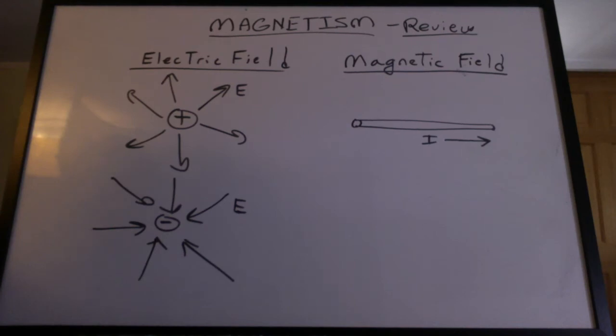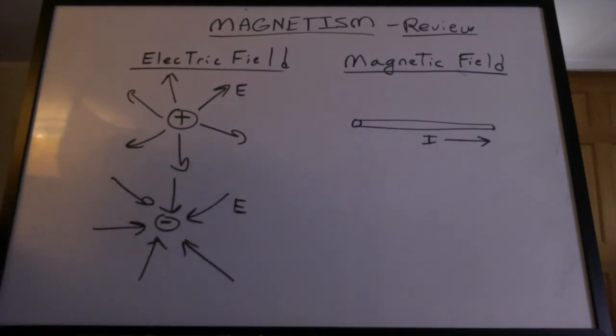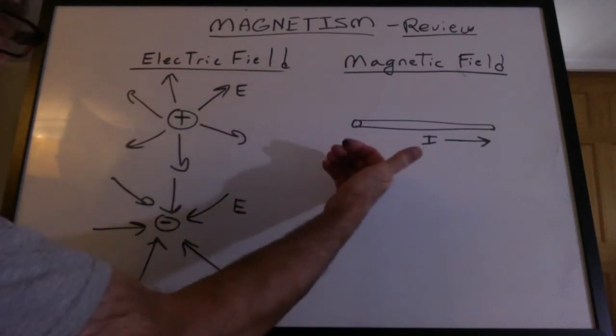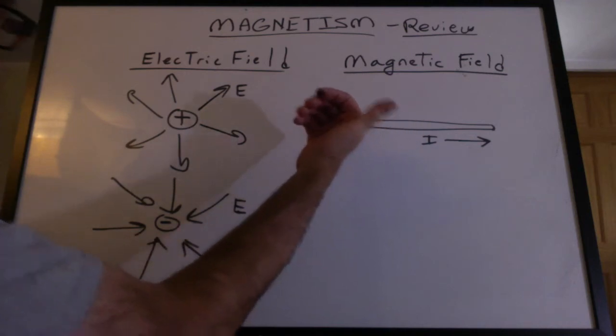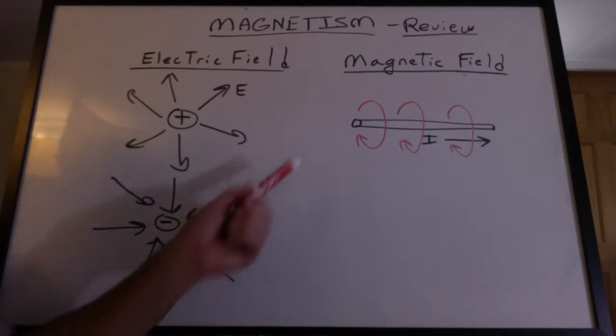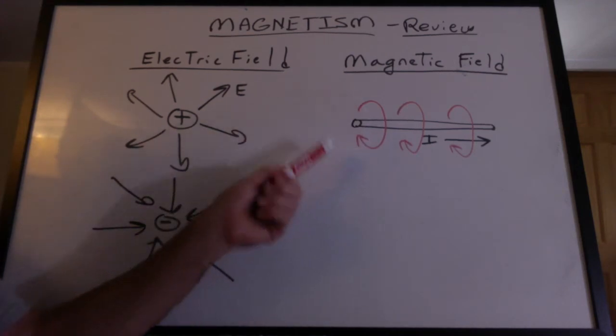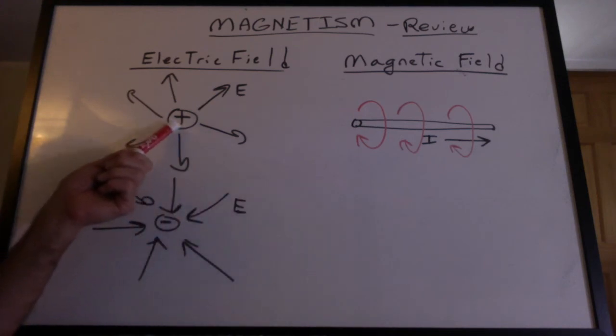With the magnetic field, we have charges in motion in this wire. It's positive current. Here, we can see that the magnetic field will make loops due to the right-hand rule. You put your thumb in the direction of positive motion, and your fingers will curl in the direction of the field. The magnetic field lines form loops without a beginning or an end, unlike the electric field, which has a beginning at the charge.